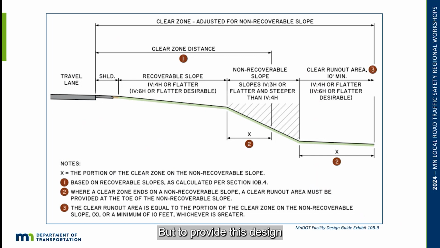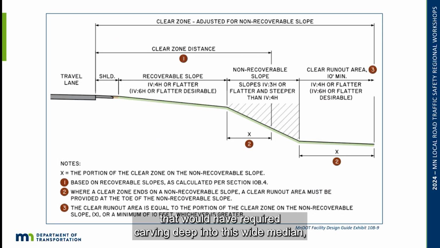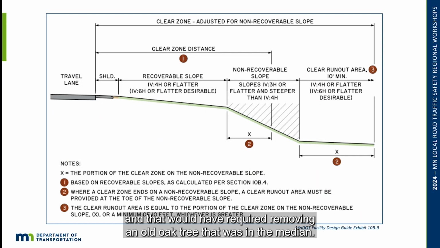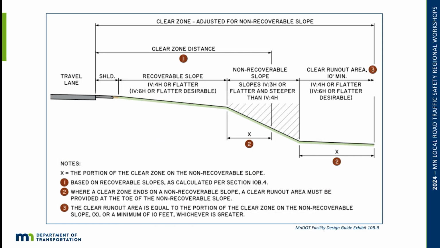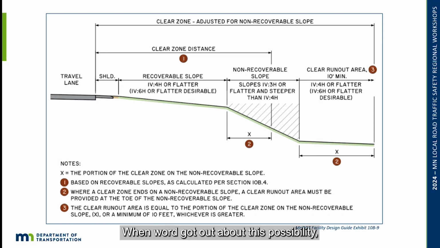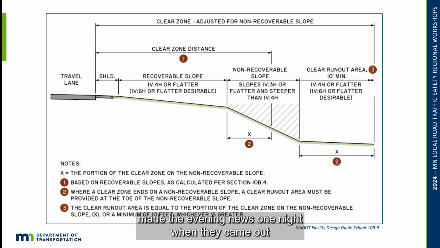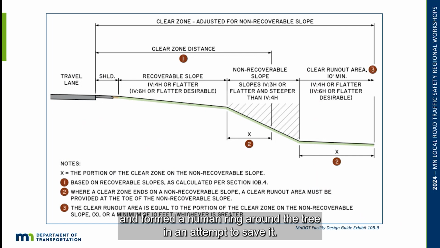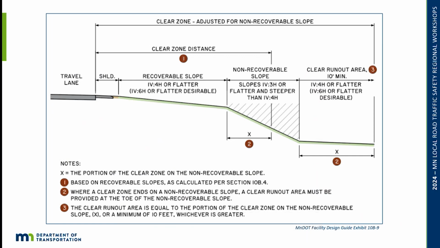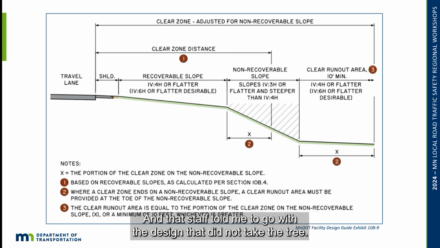But to provide this design would have required carving deep into this wide median, and that would have required removing an old oak tree that was in the median. When word got out about this possibility, the second grade class at the adjacent Trinity Lone Oak Lutheran School made the evening news one night when they came out and formed a human ring around the tree in an attempt to save it. It worked, and that staff told me to go with a design that did not take the tree.